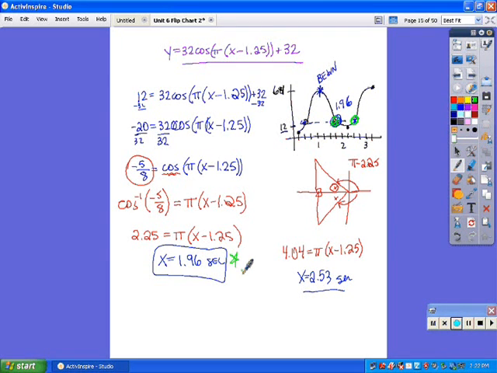That's 1.96 seconds. This other one corresponds to this place in the graph. I'm looking for its spot right here, which is a whole period away. Well, what was our period? Our period was 2 seconds. So all I need to do is subtract 2 seconds from that answer to get that initial time. So the other time that the gum is 12 centimeters from the ground is at 0.53 seconds, which matches my graph, first and second time.